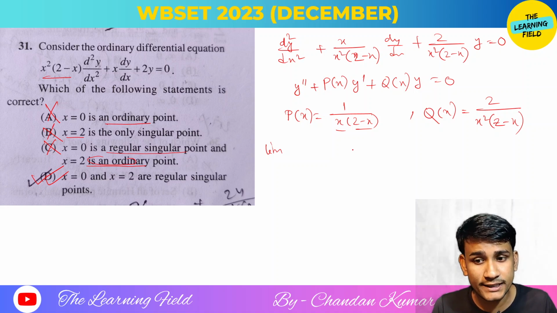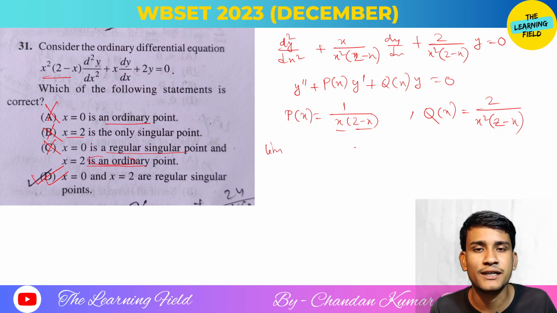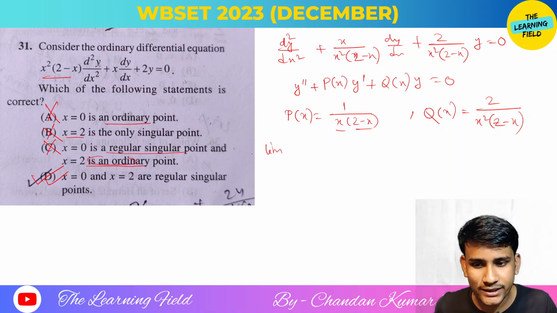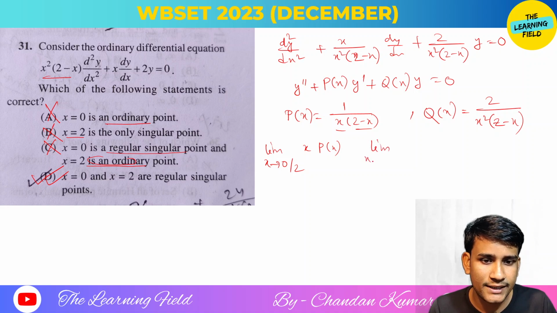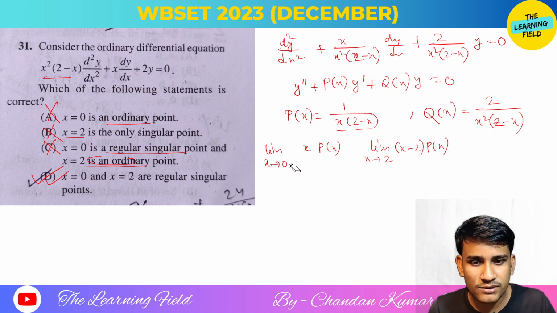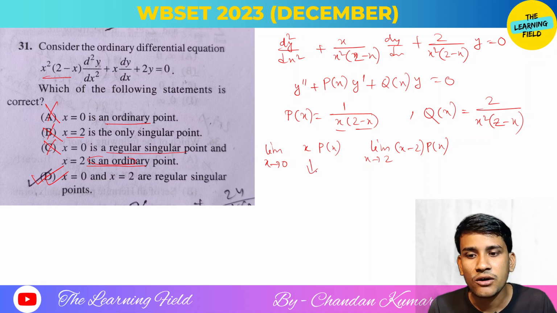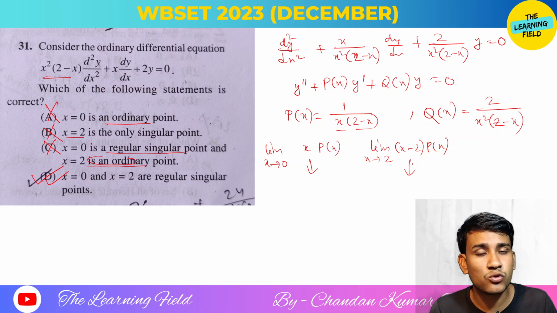If your observation is a little good, you will not need to solve it. Otherwise, how can you check whether it is a regular singular point or not? You just check the limit as x tends to 0 of x p(x), or for x equal to 2, the limit as x tends to 2 of (x minus 2) p(x). If this limit exists for the case of 0, then 0 is a regular singular point, and if the other limit exists, then 2 is a regular singular point.